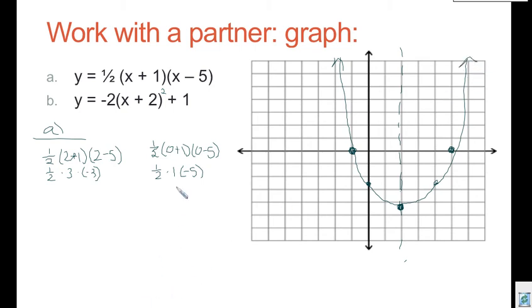The second one, well, it's in vertex form. So our vertex is negative 2 and 1. We know it's going to be downward facing. Well, let's see. What is our y-intercept? What's negative 2 times 0 plus 2 squared plus 1? So negative 2 times 2 squared plus 1. So we got negative 8 plus 1, negative 7. 1, 2, 3, 4, 5, 6, 7. This is our axis of symmetry, so it's 2 away. So here's another one.